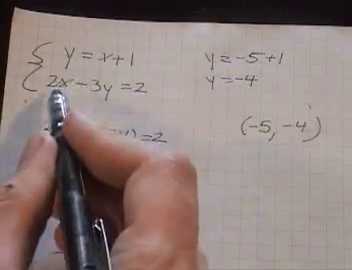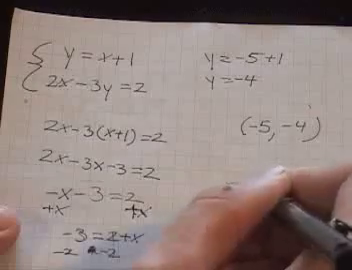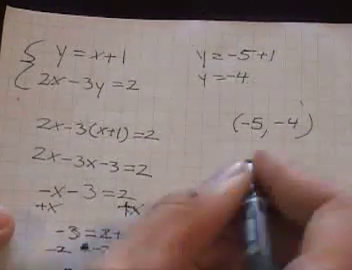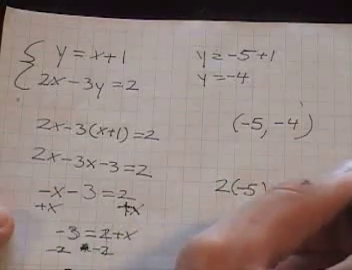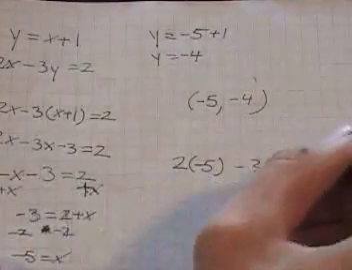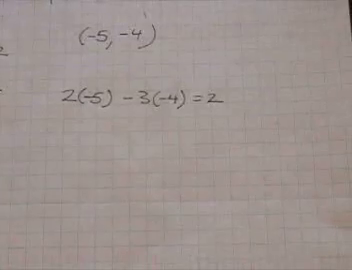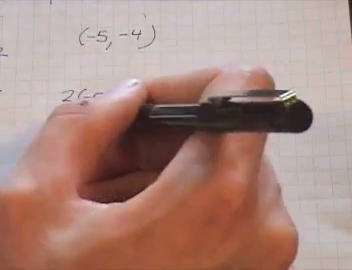So 2x, so that will become 2 times -5, because that's what x is. 2 times -5 minus 3 times -4. And that should equal 2. Let's see if that's actually true. So this becomes -10.